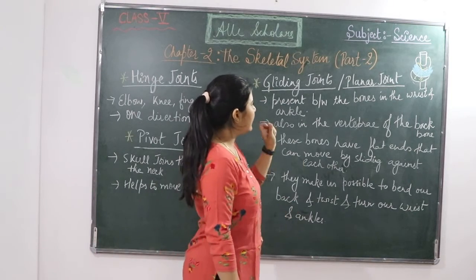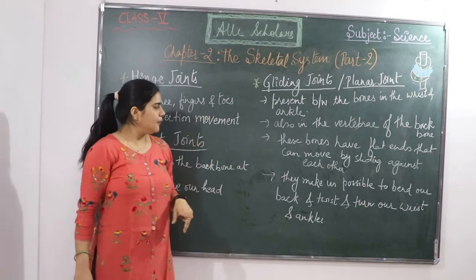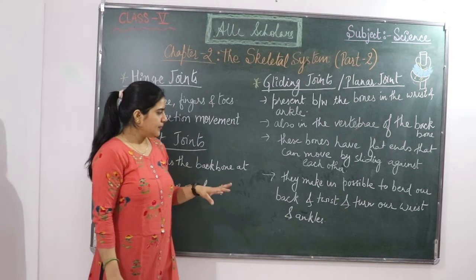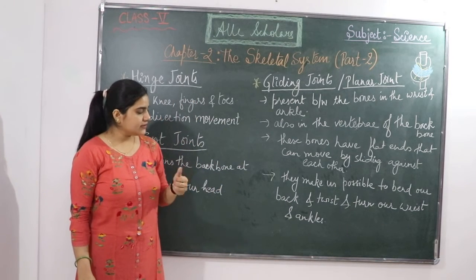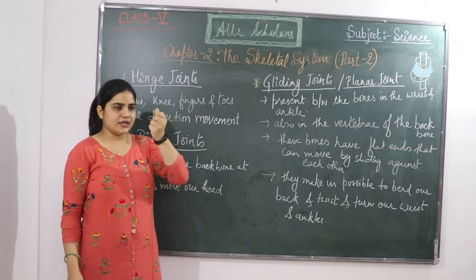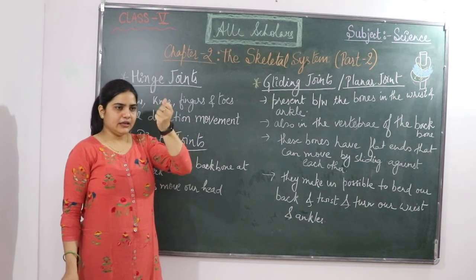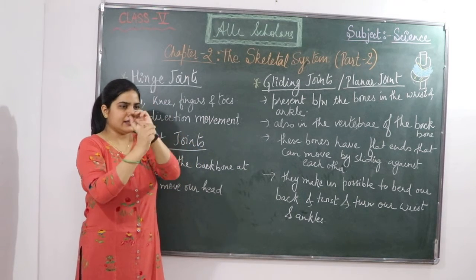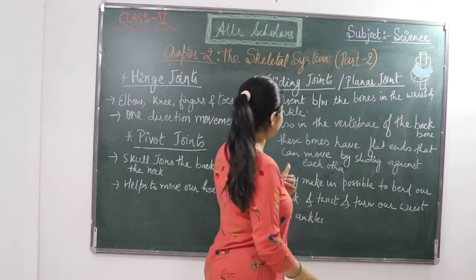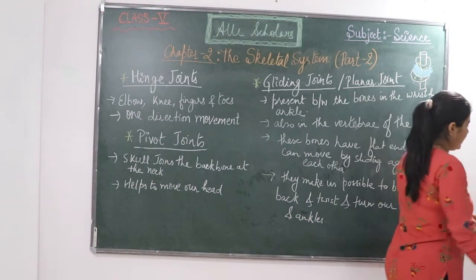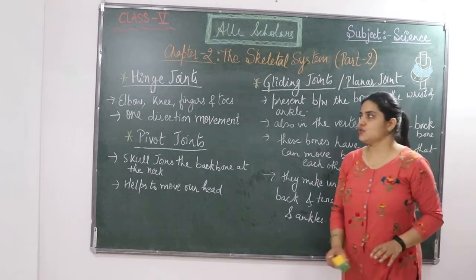Next is the gliding joint. It is also called the planar joint. It makes it possible to bend our back, and twist and turn the wrist and the ankle. We can twist our ankle like this and move it in any direction. Next we are going to study the ball and socket joint.